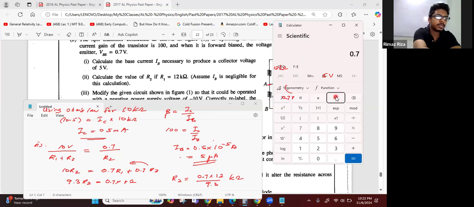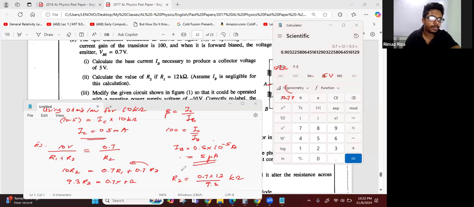So 0.7 into 12 divided by 9.3 is 0.903. So I can write 903 ohms. So 0.903 kilo, multiply by 10 to the power 3, gives 903.2.